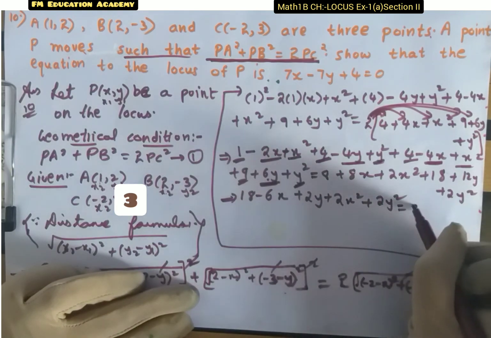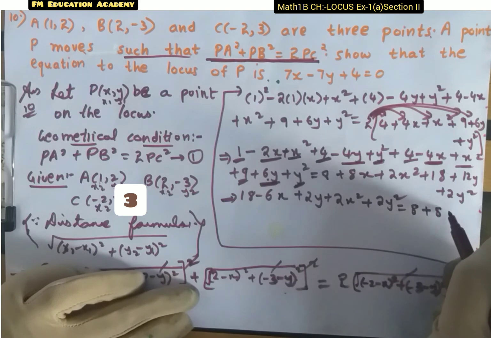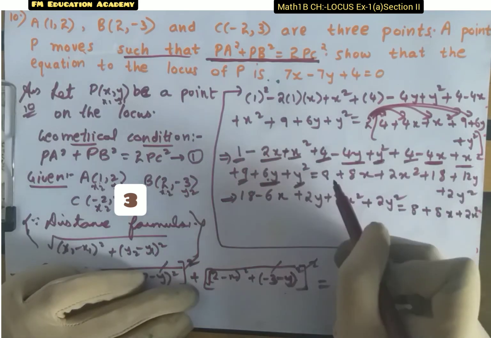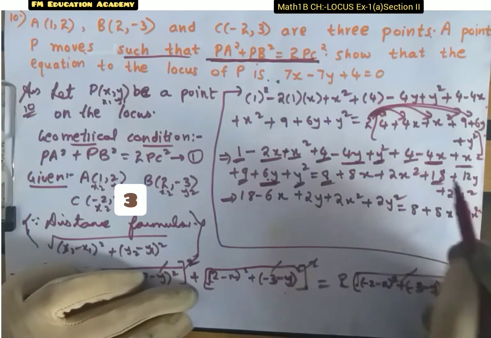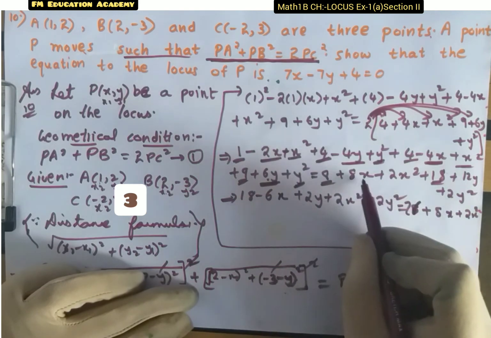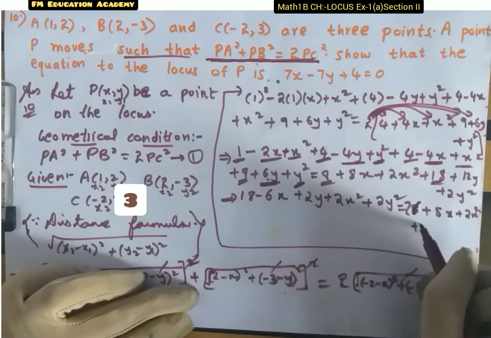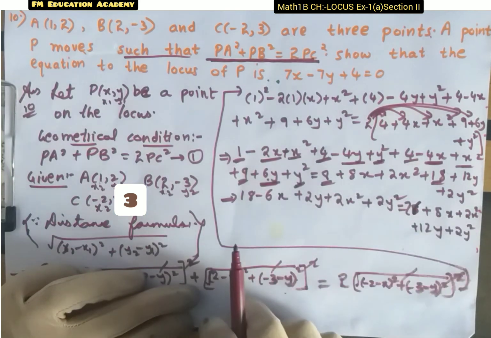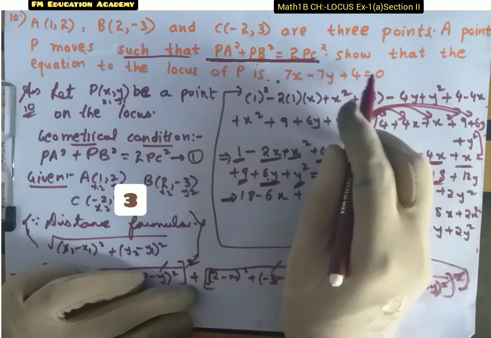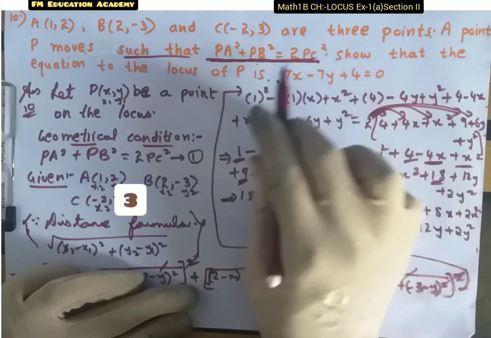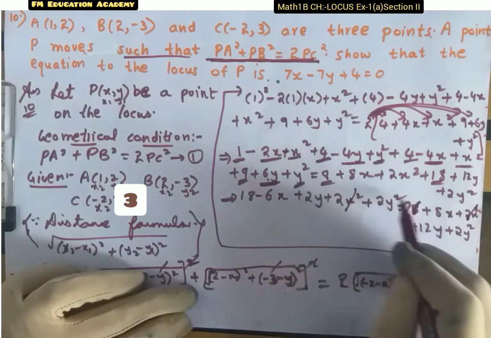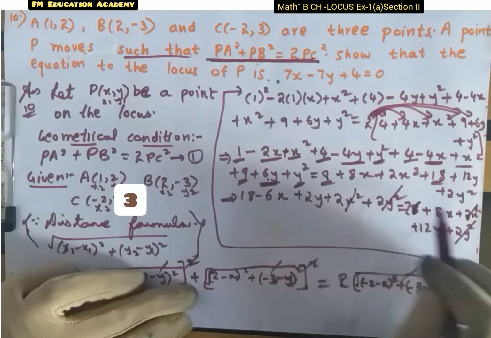We have 8 plus 8X plus 2x square. Here we have 2 4s are 8, 2 9s are 18. 18 plus 8 will give us 26, right? 26 plus 8x plus 2x square plus 12y plus 2y square. Okay, remember what we had to show? 7x minus 7y plus 4 is equals to 0 should be our final answer. We want this as the answer. So 2x square will get cancelled as both are equal. 2y square will get cancelled as both are equal.